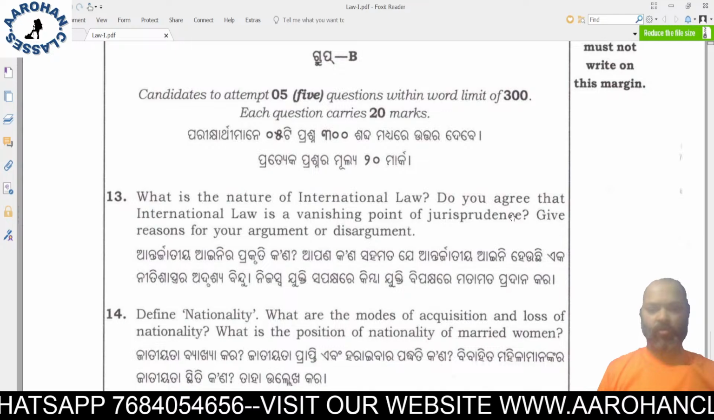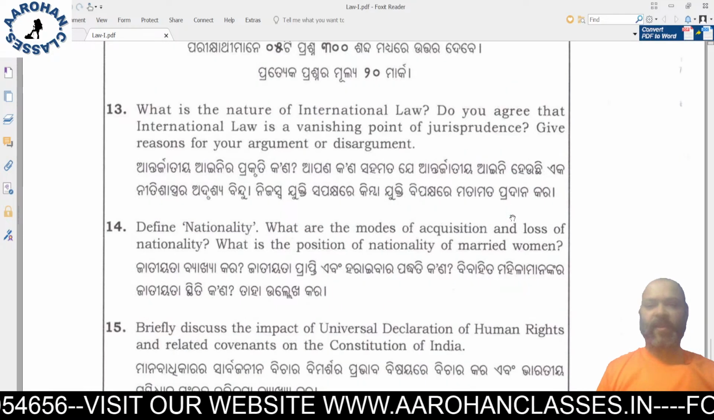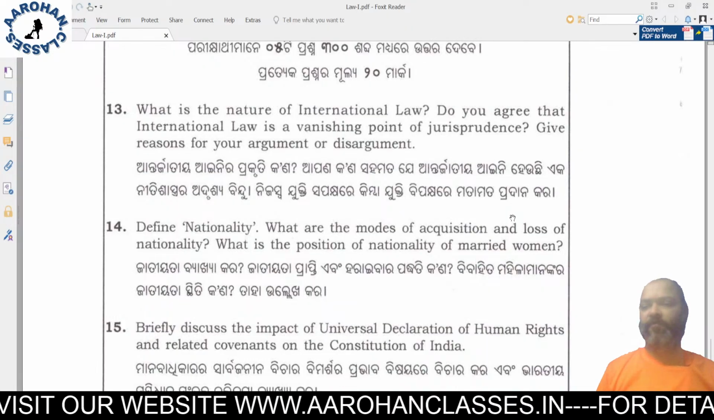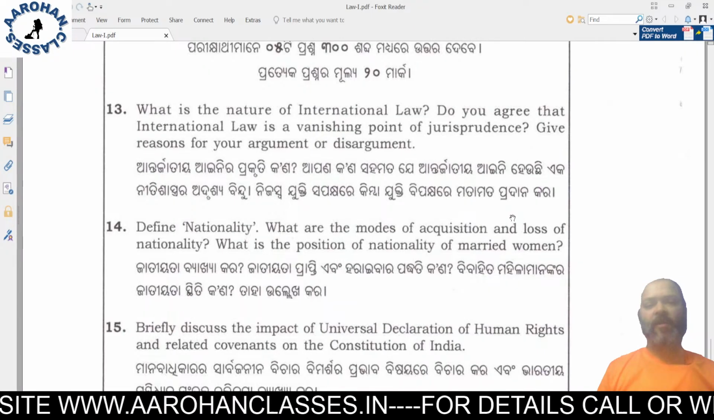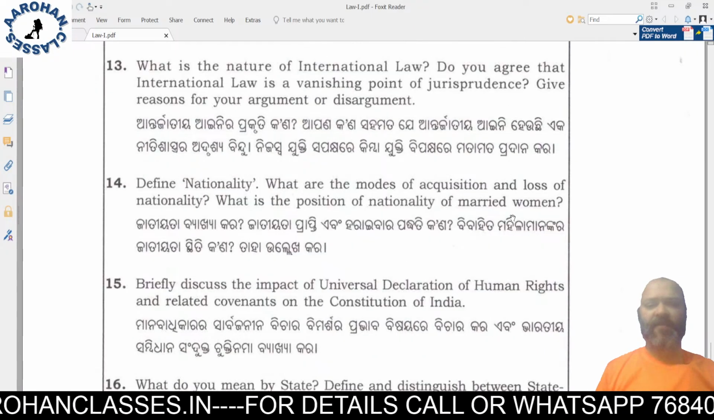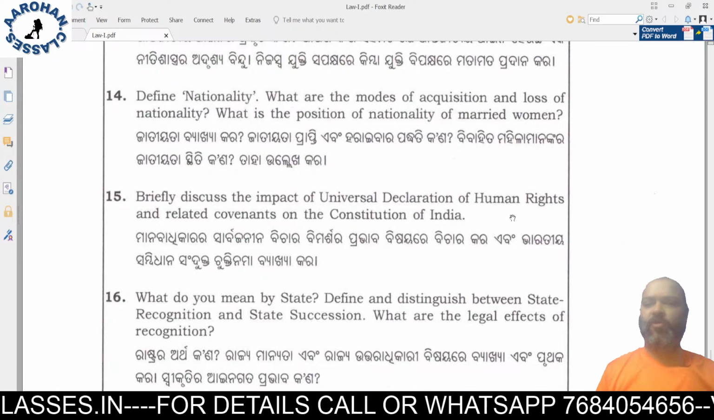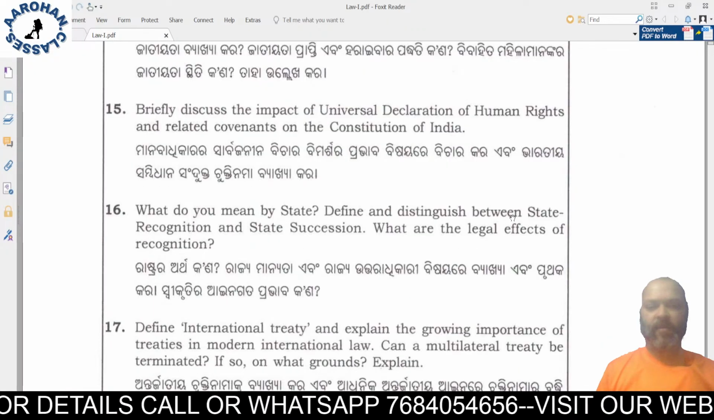Then Group B. What is the nature of international law? Do you agree that international law is the vanishing point of jurisprudence? Again, repetition. Okay, give reasons for your argument or disagreement. So this is a common question which comes. Define nationality. What are the modes of acquisition and loss of nationality? What is the position of nationality of married women?